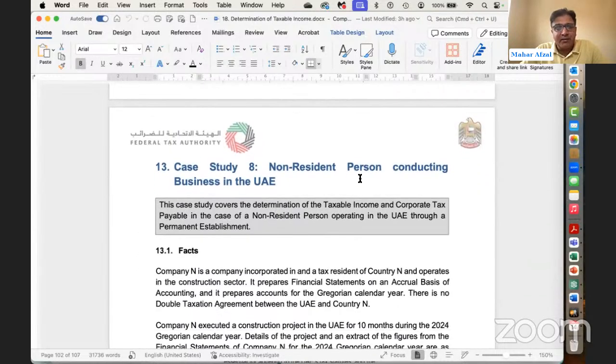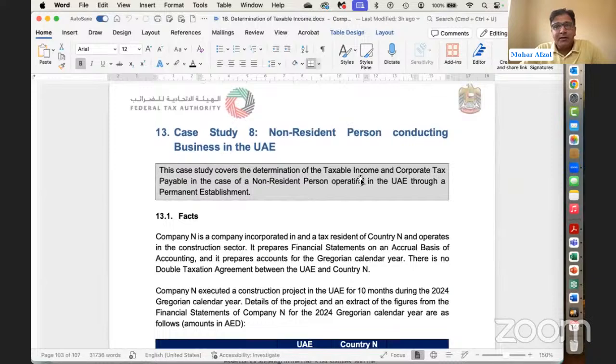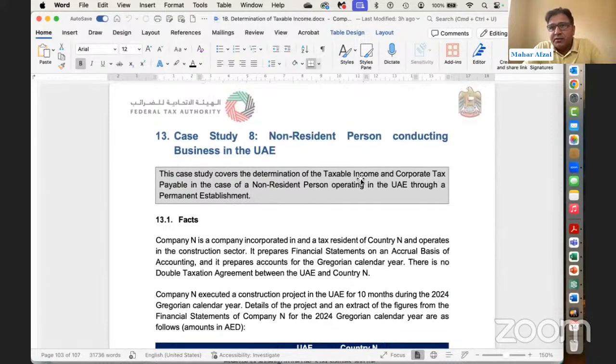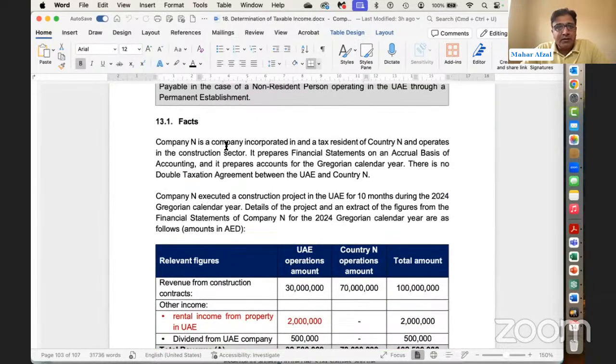Non-resident person conducting business in the UAE. This is the last case study, and we have only 5-6 minutes. Once a non-resident person is conducting business in the UAE, any income related to that PE of the non-resident person is subject to tax in the UAE. Any income or expenses outside the UAE not related to that PE will not be subject to tax in the UAE. So this is company N.